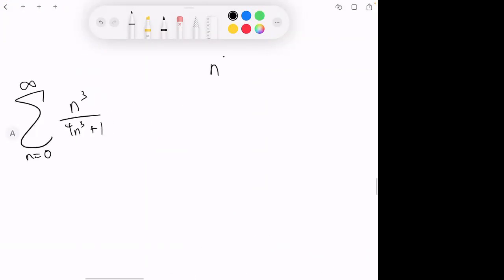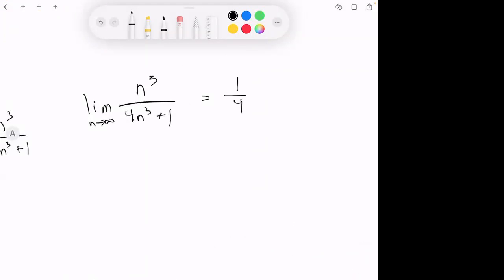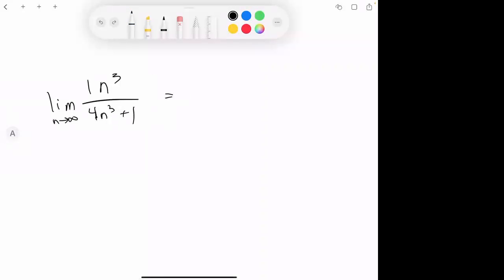But we see the limit of these terms is 1/4, right? You can quickly see that because there is a third degree polynomial on top and a third degree polynomial on bottom. Since they're the same degree, you simply need to compare the leading coefficients, and that works out to be the limit. The other way to see it would be to multiply the top and bottom by 1/n³, and then you can take the limit, and definitely that goes to 1/4.